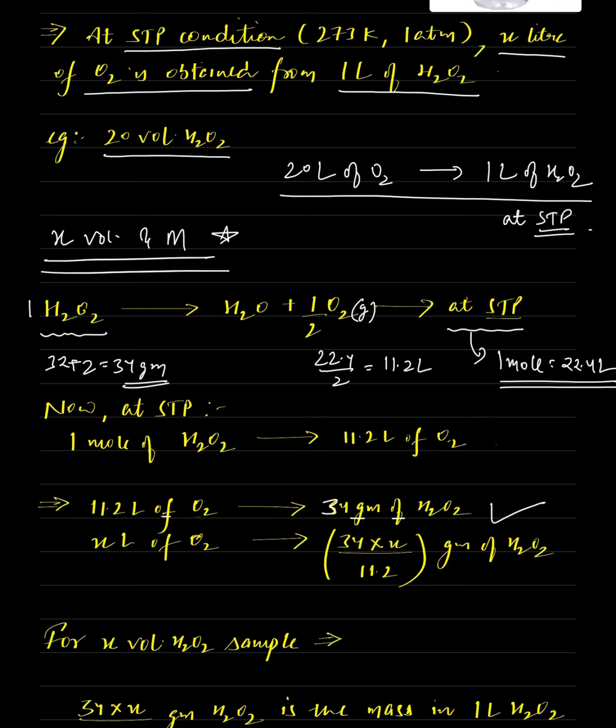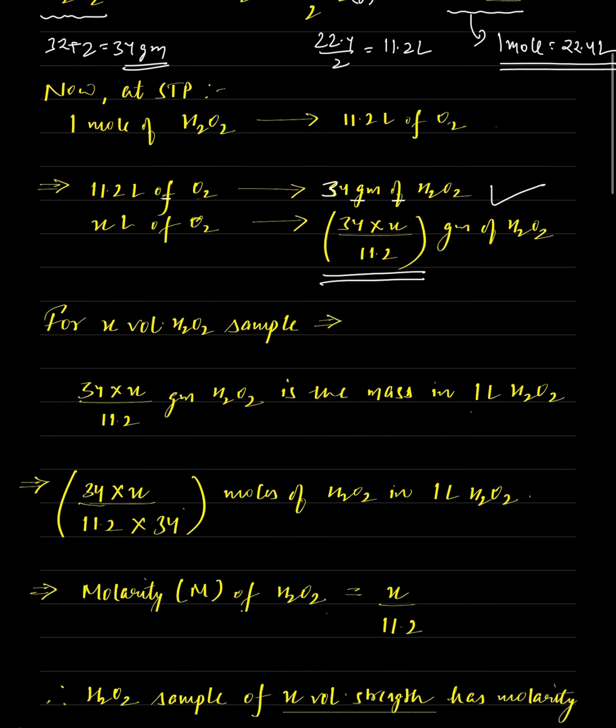So let's say X is the volume strength of H2O2. It will give us what? If X is the volume strength of H2O2, it will give us X liter of O2. So if 11.2 liter of O2 is obtained from 34 gram of H2O2 according to the balanced reaction above, then X liter O2 is obtained from how much H2O2? This much: 34x divided by 11.2. Simply done by the unitary method.